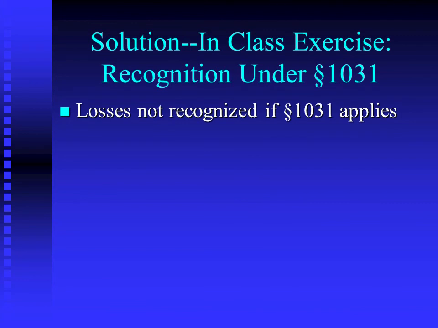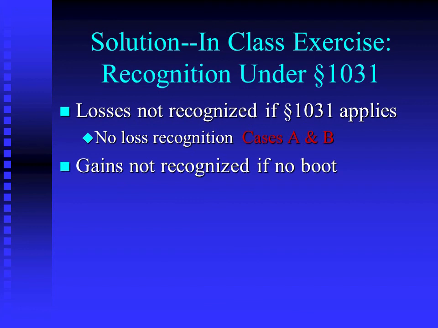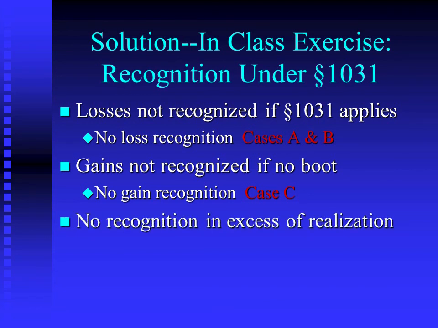So remember, losses are not recognized if 1031 applies. So A and B, we will have no loss recognition. We'll defer the total loss. In C, there was no boot, and so there's no gain recognition, because when we traced our fingers back up to the boot line, there was nothing there. And they can't force us to recognize more than we realized. So in case D, the boot was 15, but we can never recognize more than we realized, so we are only going to recognize 10.